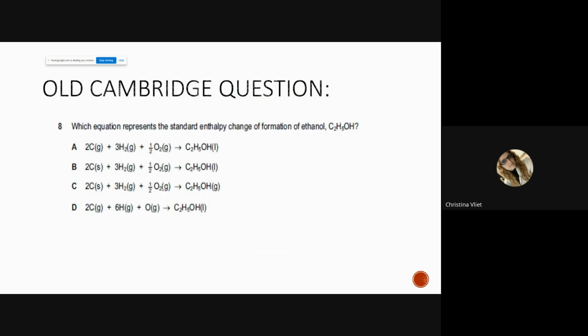So let's go to a paper one question. Which equation, to the best of your ability, would you say represents the standard enthalpy change of formation of ethanol? C2H5OH. You are correct.